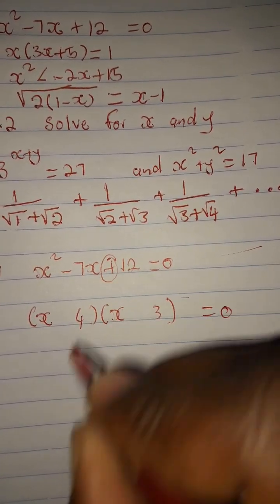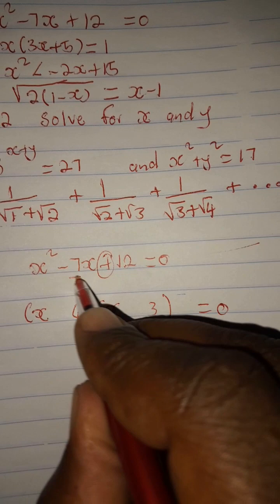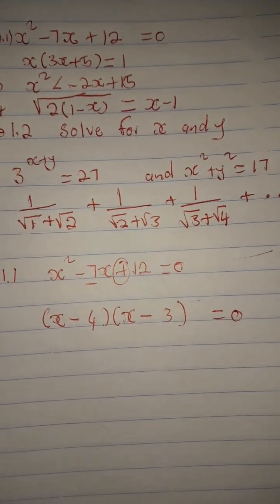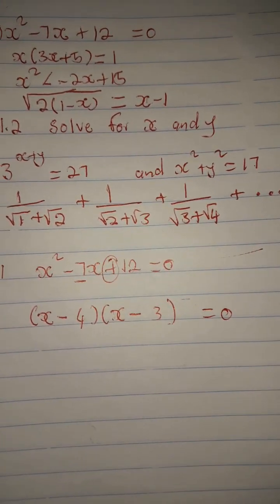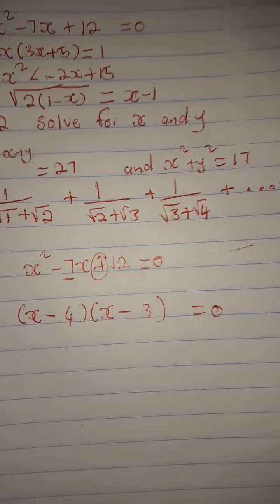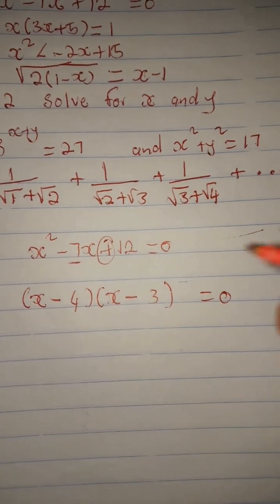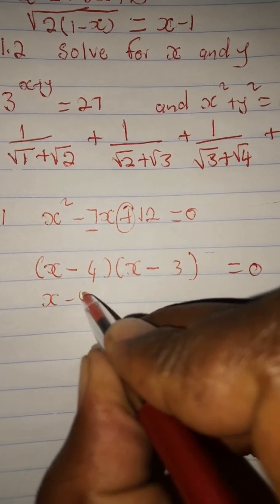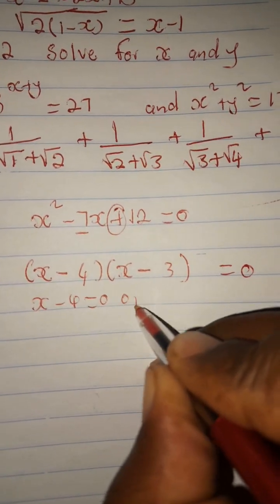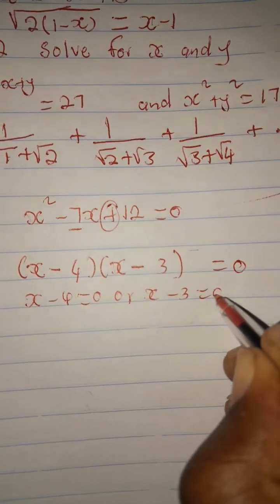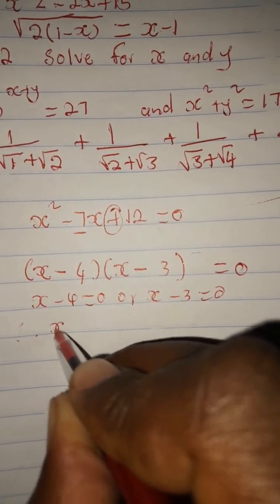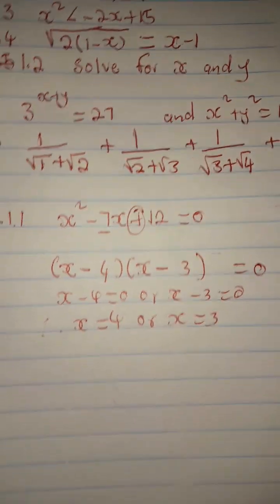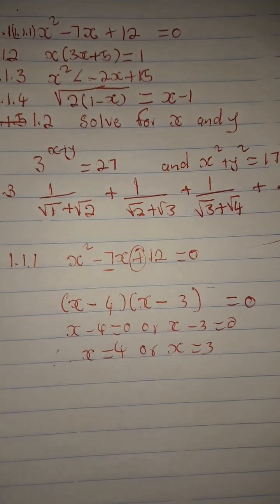Since we have the middle term as negative, they will take the sign of the middle term. So we are going to have x minus 4 and x minus 3, because negative 4 minus 3 is minus 7, and negative 4 multiplied by negative 3 is positive 12. Then we equate everything to 0. x minus 4 is equal to 0, or x minus 3 is equal to 0. Therefore, x is equal to 4 or x is equal to 3. Okay, we are done with the first part.